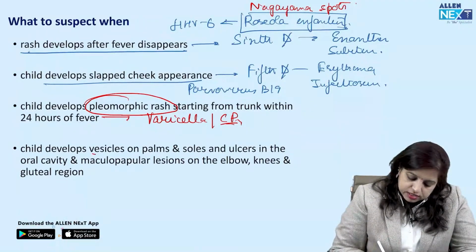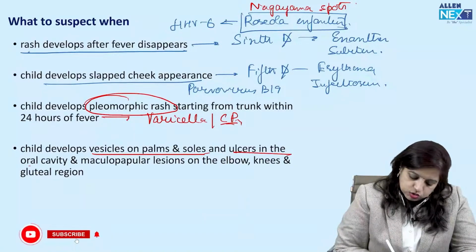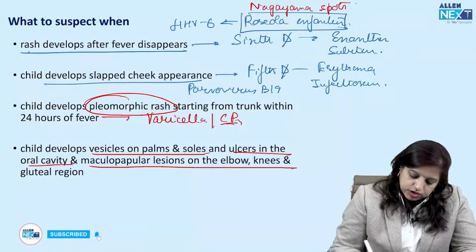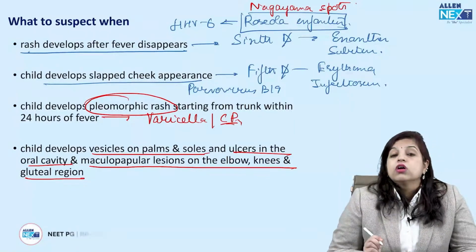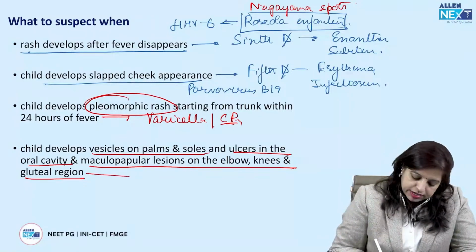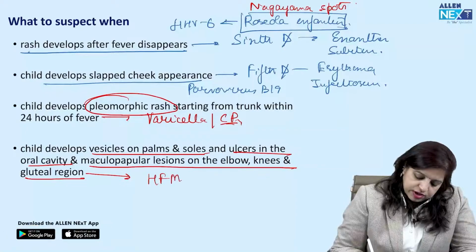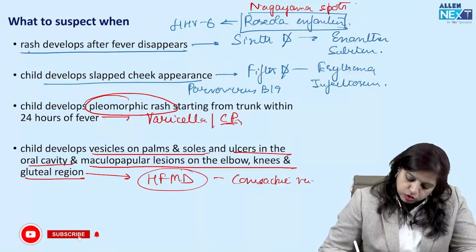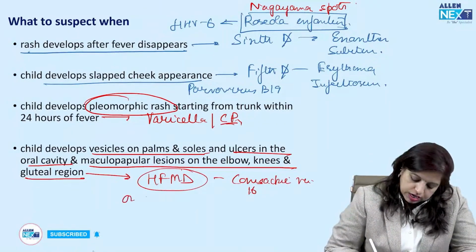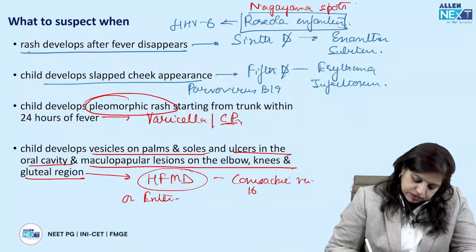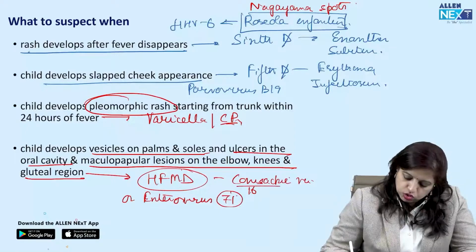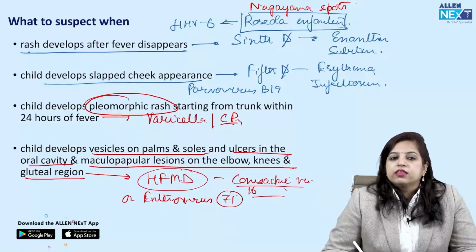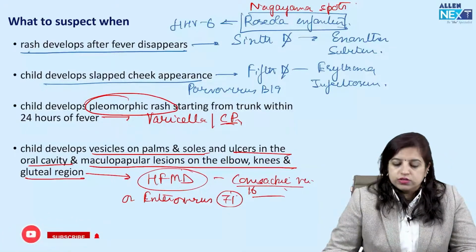A child develops vesicles on palms and soles and ulcers in the oral cavity, and a maculopapular rash on elbows, knees and gluteal region. What is your diagnosis? Yes, my diagnosis is HFMD, which is caused by Coxsackie virus, right? So Coxsackie 16 or enterovirus 71. These are the causative organisms and the diagnosis which we should know, right?